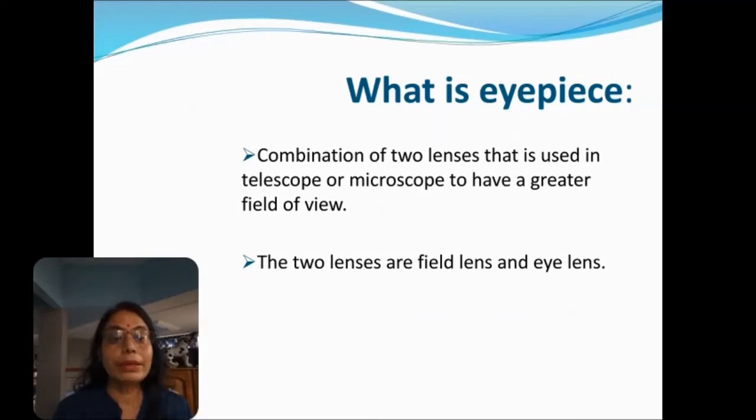These instruments should produce an image which is not only magnified and bright but also has a greater field of view. To do this, a combination of lenses is used through which we can see the images. This combination of lenses is the eyepiece. In an eyepiece, there are two lenses, one is the field lens and the other is the eye lens.